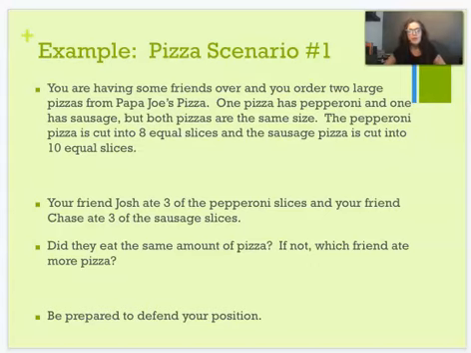Okay, let's talk about comparing fractions. You're having some friends over and you order 2 large pizzas from Papa Joe's Pizza. One pizza has pepperoni and one has sausage. Both pizzas are the same size, but the pepperoni pizza is cut into 8 equal slices and the sausage pizza is cut into 10 equal slices. Why? I don't know. So your friend Josh ate 3 of the pepperoni slices and your friend Chase ate 3 of the sausage slices. Did they eat the same amount of pizza? If not, which friend ate more pizza? Think about that and make a decision.